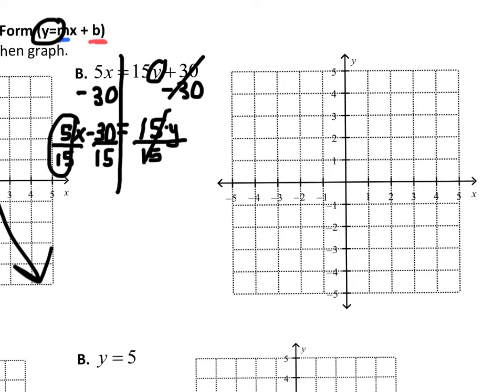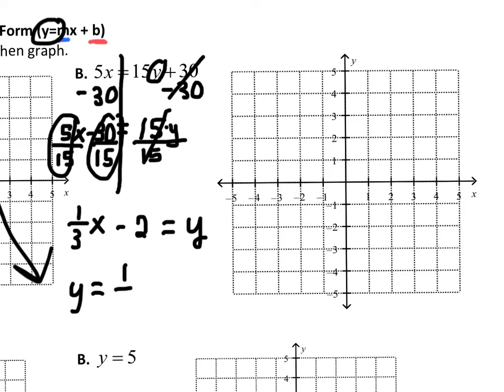We can simplify 5 over 15 if we divide the top and bottom both by 5. That will come out to 1/3. So we'll have 1/3 x, and then when we simplify the negative 30 over 15, that becomes negative 2, and that equals y. If you prefer to write the y equals first and then the 1/3 x minus 2, that's all right as well.